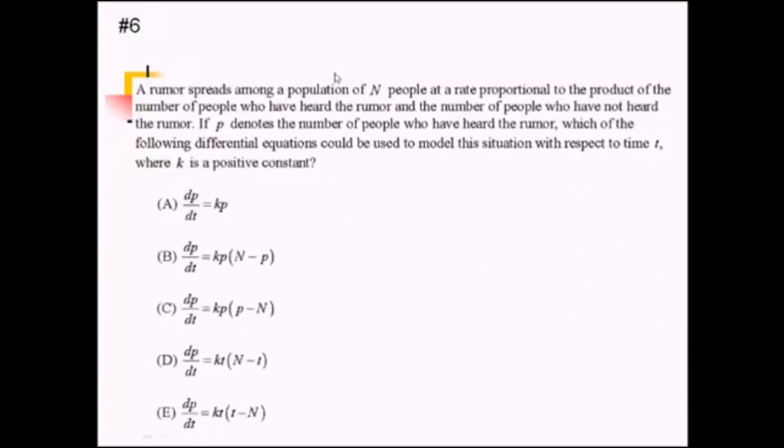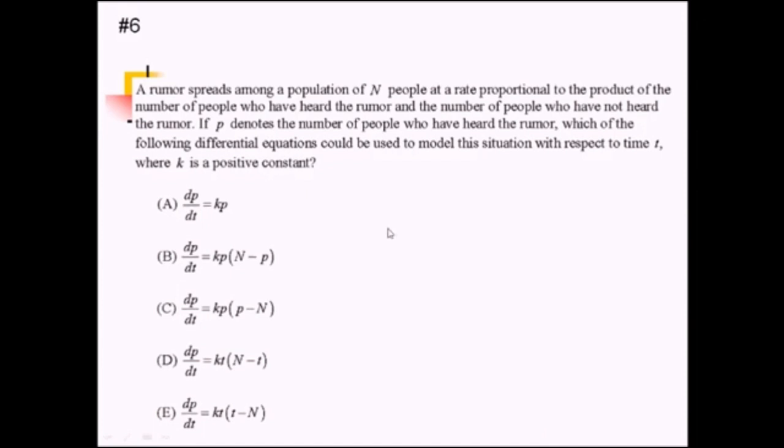For number 6, we have a rumor spreading among a population of n people at a rate proportional to the product of the number of people who have heard the rumor and the number of people who have not heard it. If P is the number of people, which differential equation can model this situation with respect to T, with K being a positive constant? So we haven't seen this yet in the curriculum, but this is actually an example of something called logistic growth. But you don't need to know that to do this problem.